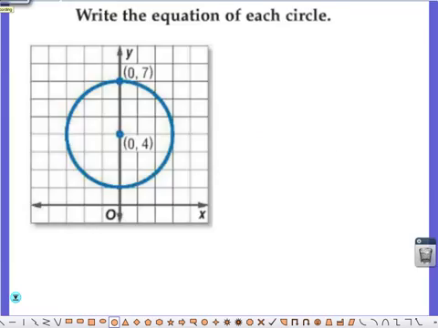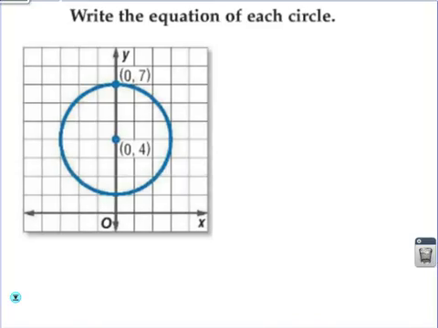Write the equation of each circle. This is ACT material, by the way. Circles are ACT material. They're on there. And they're easy. Once you learn how to do them, they're not bad. Kyle, all circles look like this. X squared plus y squared equals r squared. Kyle, I need a radius here. Can you get that for me?